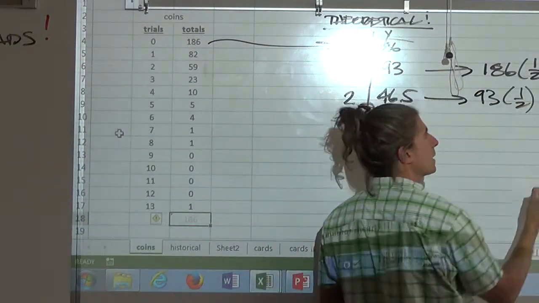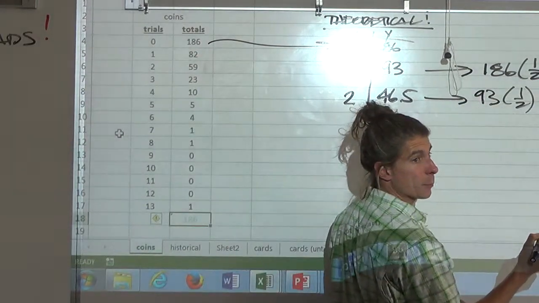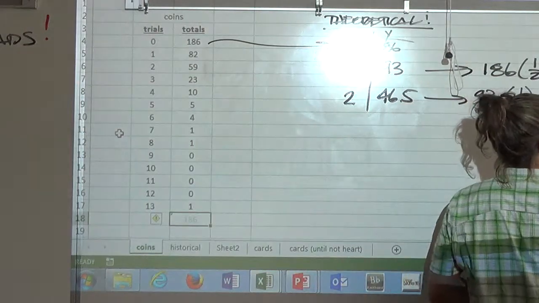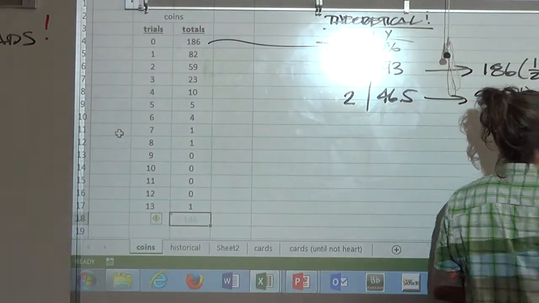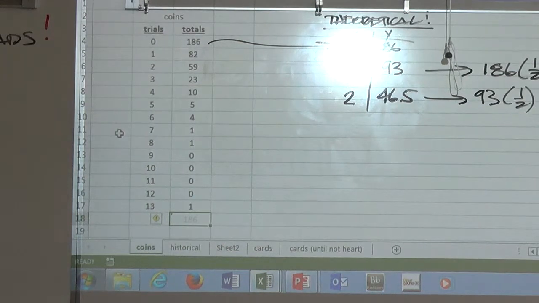Oh, can I do it a different way? Of course. Well, watch. I think it's the same way, actually. 186 times a half, times a half. Are we turning this in? No, keep writing. These are your notes. I've got other in-class stuff for us to do. This is kind of a learning procedure, right? I don't want you to turn in learning procedures.